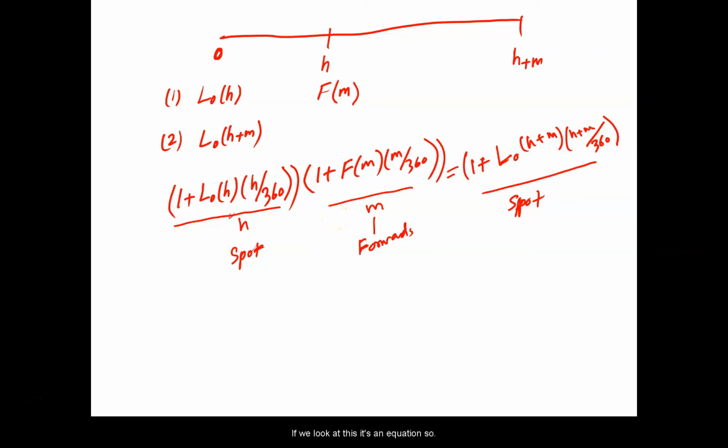Now, if we look at this, it's an equation. So we already know what the spot rate is for H days and what the spot rate is for H plus M days. So we want to know the forward rate for borrowing for M days, H days from now. In other words, we are interested in determining what will be the forward rate to borrow 30 days from now for 90 days. And this is based on the yield curve theory, and we want to avoid arbitrage. So to get the forward rate, we can easily manipulate this equation and get the value.